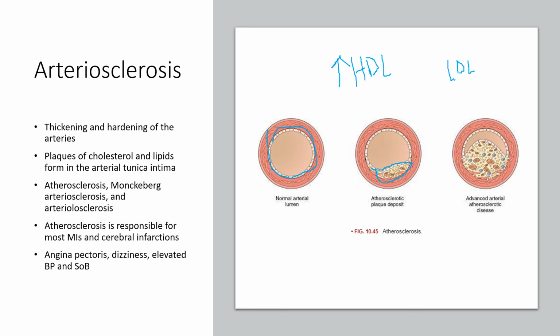As the arterial atherosclerotic disease progresses, more and more of the lumen becomes occluded. And then as you can imagine, thrombi and emboli can get lodged in here, further occluding the artery, which could lead to myocardial infarctions.